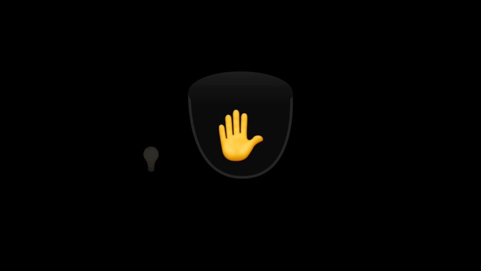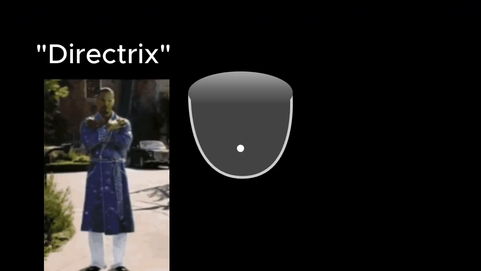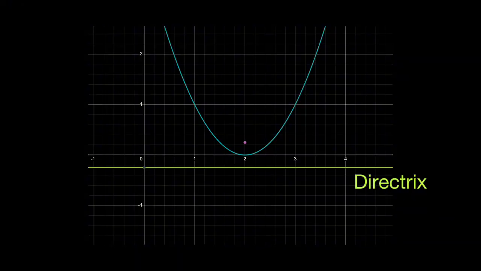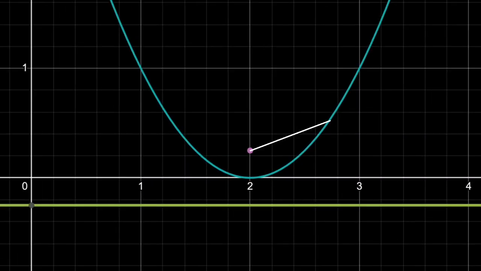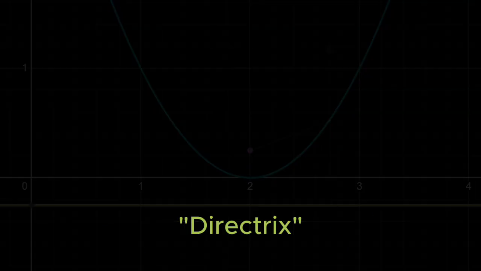Before getting into how to find the focal point, let's take a look at another important thing called the directrix of a parabola. This is a line that is constructed when the reflected ray is sent downwards by the exact same distance between the focal point and the incident point. This is called the directrix. Okay, now how do we find the focal point?